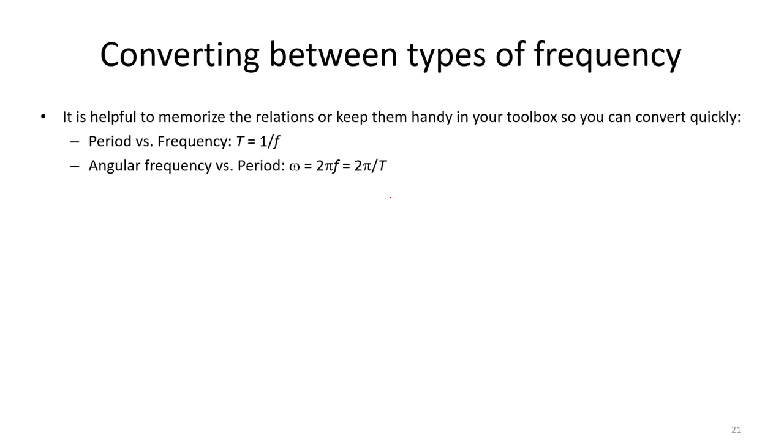One other thing about frequency is that it's helpful to just keep these relationships handy. If you ever need to convert between frequencies, make sure you remember period T is equal to 1 divided by frequency. And then also, if you want to convert between angular frequency and period, you can use those 2 pi equations.